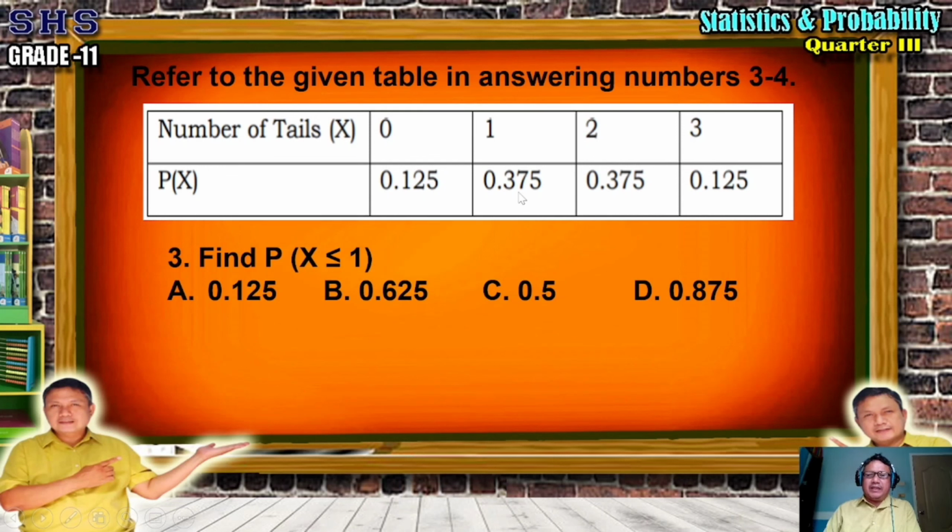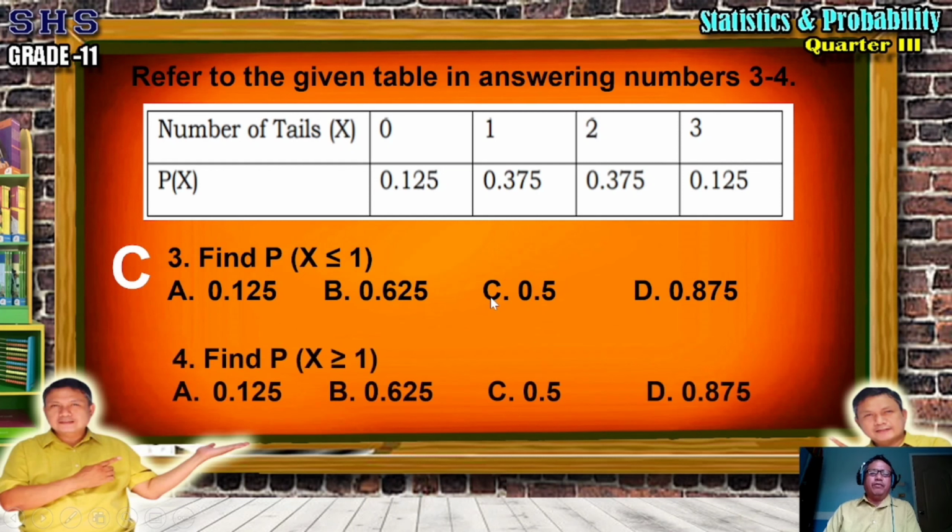5 plus 5, 10, carry 1. 7 plus 2, 9, carry 1 kanina, di ba? Edi 10 uli, carry 1. So, 3 plus 1, 4, may carry 1 kanina, 5. So, ibig sabihin, 0.5 is the answer, or 0.500. So, the correct answer is letter C. Okay, next. Last question, number 4.